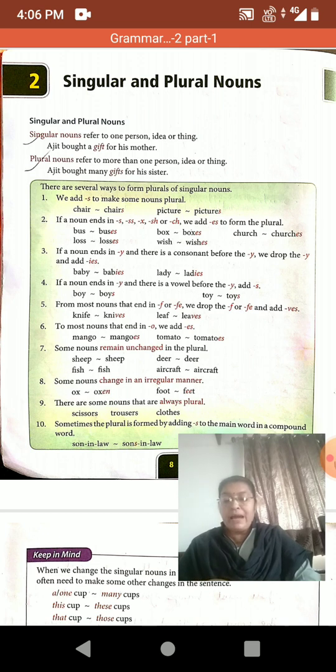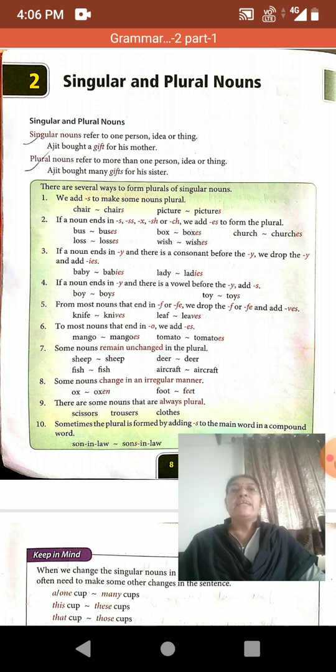And last, I repeat again, the plural is formed by adding s to the main word in a compound word. Compound means two or three words put together. Son-in-law, daughter-in-law, sister-in-law. When we make son-in-law plural, only the main word changes: sons-in-law, sisters-in-law, daughters-in-law.